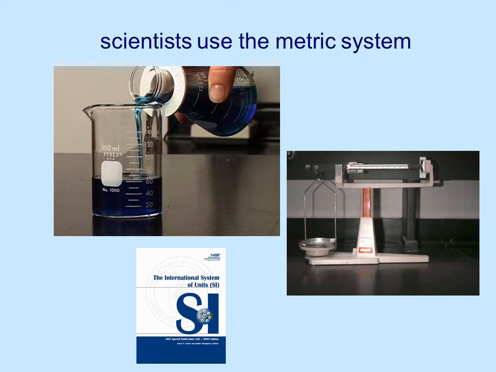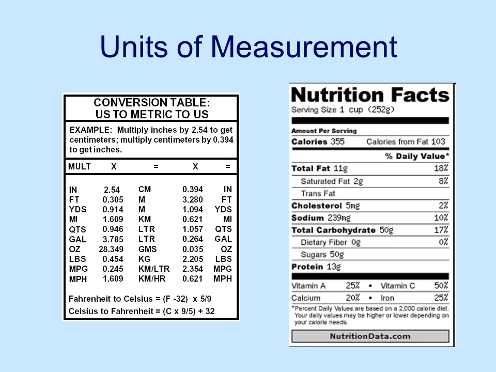Now, scientists around the world, in the United States and elsewhere, use the metric system because that's a common system that people are used to, and it's easier to work with. So if we're measuring volume, we measure it in milliliters and liters. We can weigh things in grams, kilograms. Another way to refer to this is the international system of units, or the Système International, as the French put it. So the scientists will use the metric system.